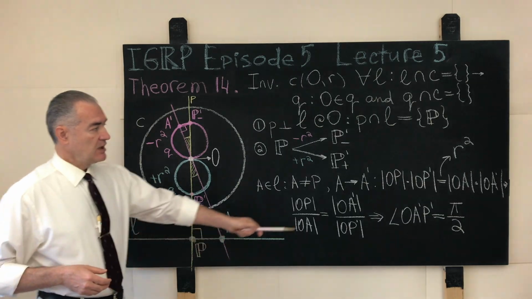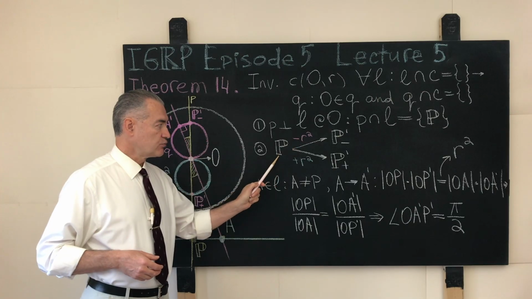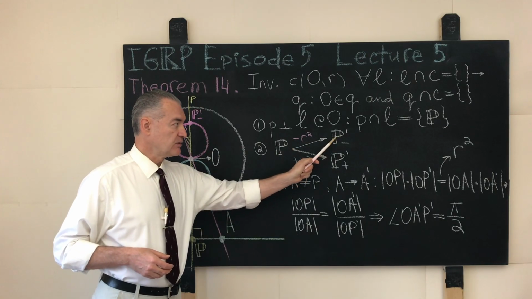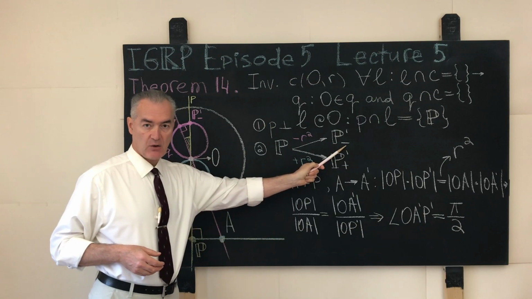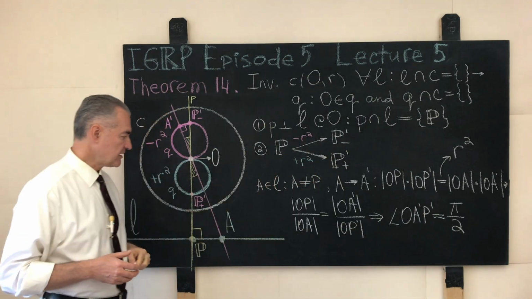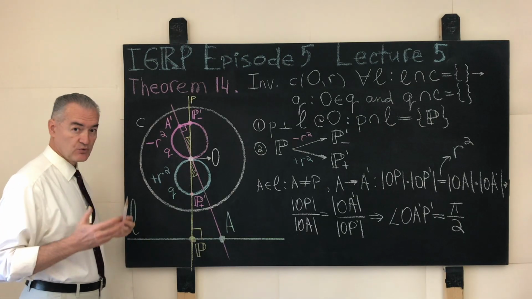And when the power of inversion is negative, then we reflect the given point P into the point P prime with the subindex minus to reflect the fact that the power of inversion is negative. And based on the theorems that we already proved, we know what?